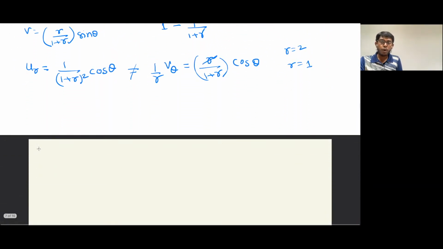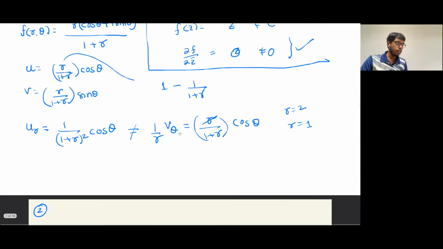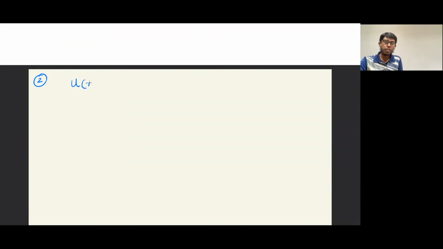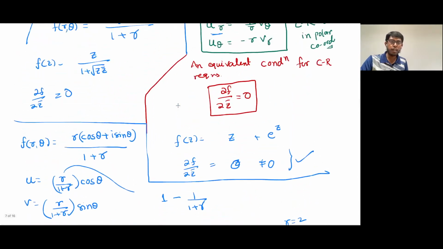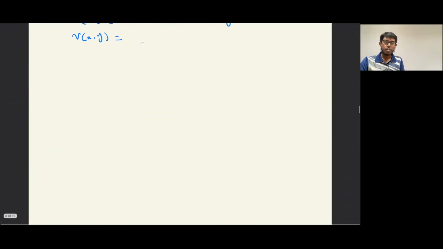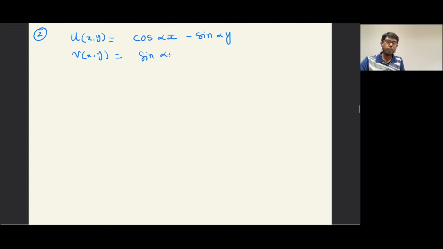Now we'll go for option 2. So what is option 2? It's cosine alpha x minus sine alpha y. So u(x,y) equals cosine alpha x minus sine alpha y, and v(x,y) equals, I guess, sine alpha x plus cosine alpha y.